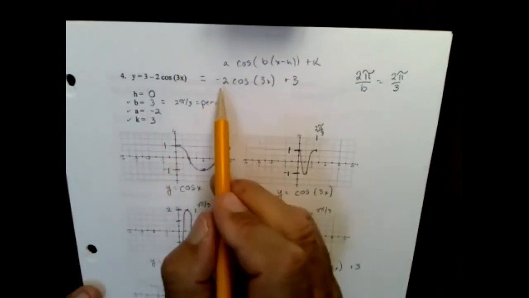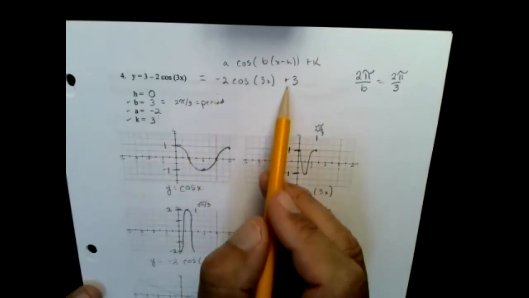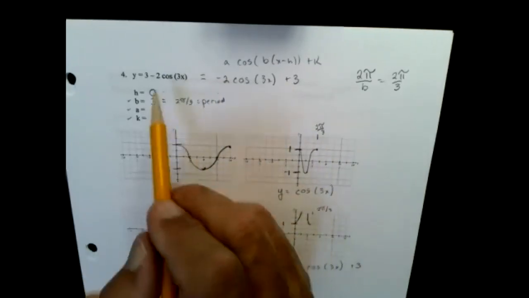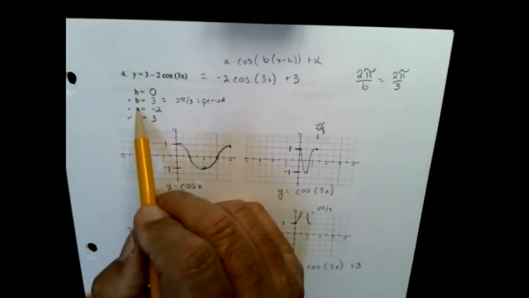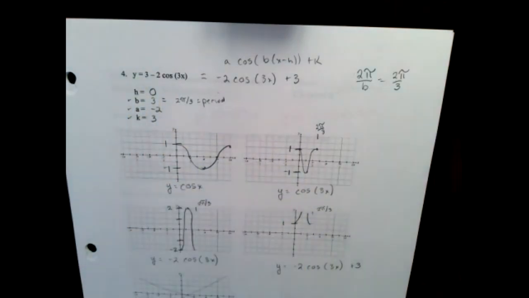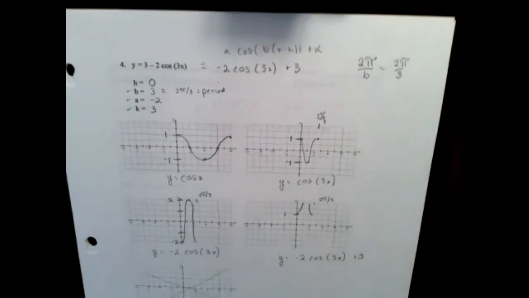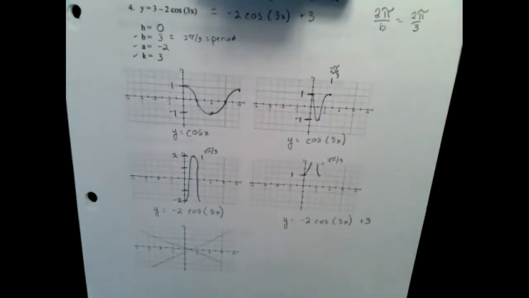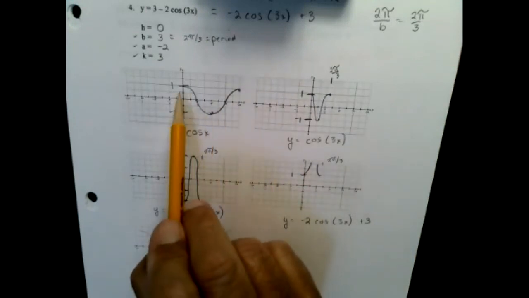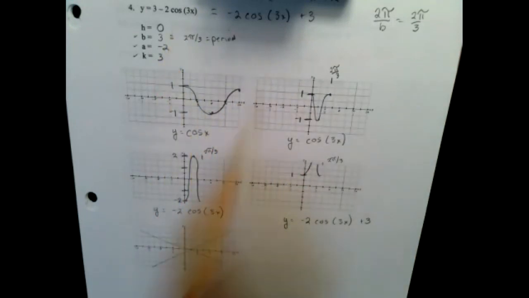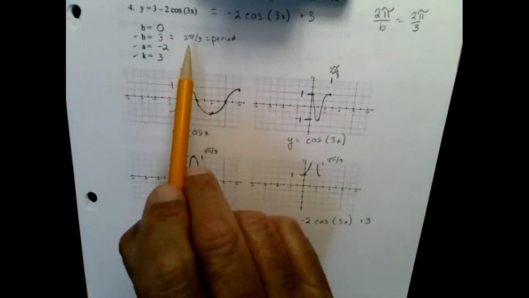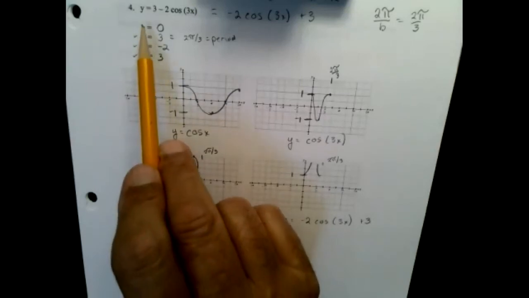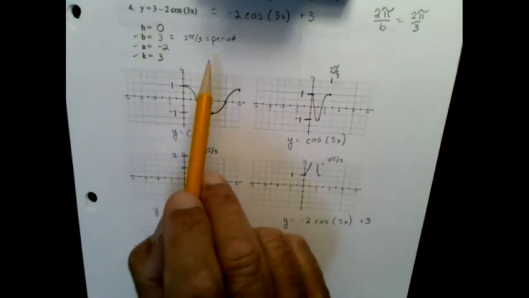Sure. A is -2 and K is +3. So I'm going to need the parent, 1, 2, 3. I'm only going to need 4 graphs because there's no H there. If there was an H, I'd need to do it in 5. So the first part is, can you get H, B, A, and K? Then we roll. First thing is parent function, cosine of X. The next thing is the period, because I'm coming right down this order. I made it easy for you because I put it in that order.